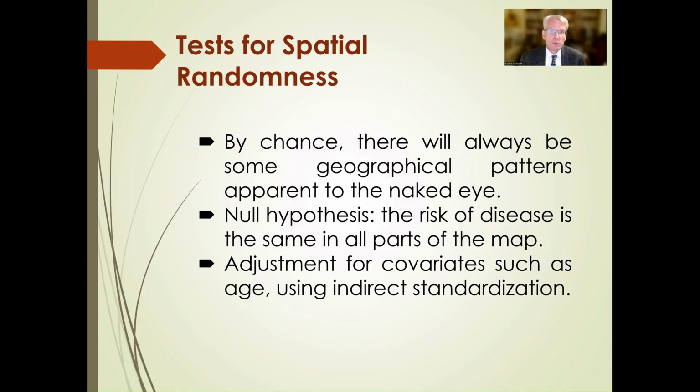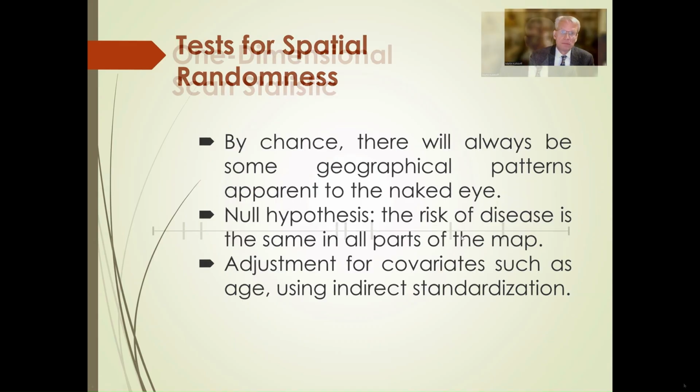So this is a test for spatial randomness. By chance, there will always be some geographical patterns apparent to the naked eye. So the null hypothesis is that the risk of disease is the same in all parts of the map. And then we can adjust for covariates like age using indirect standardization.